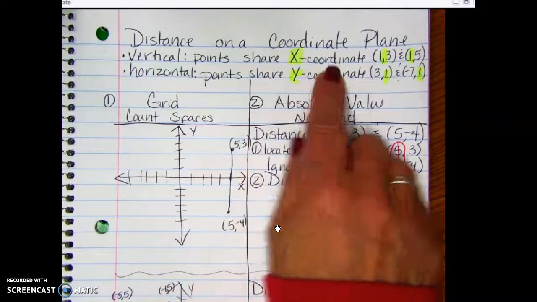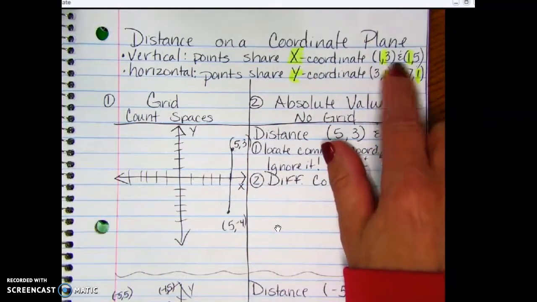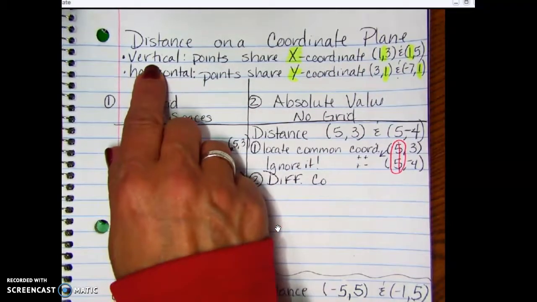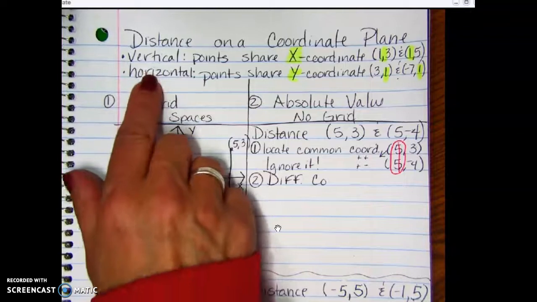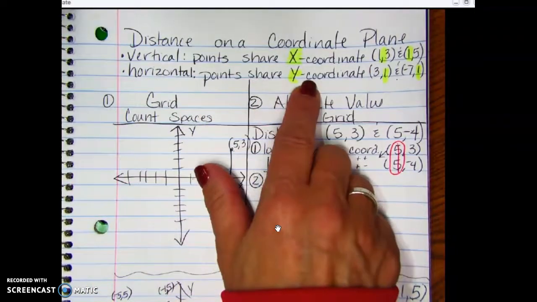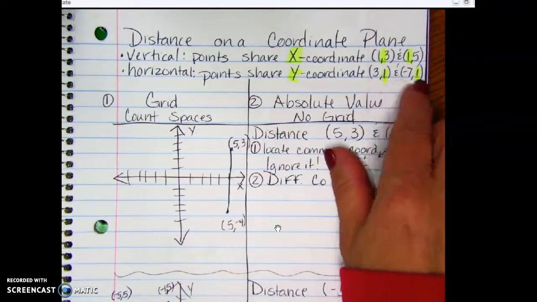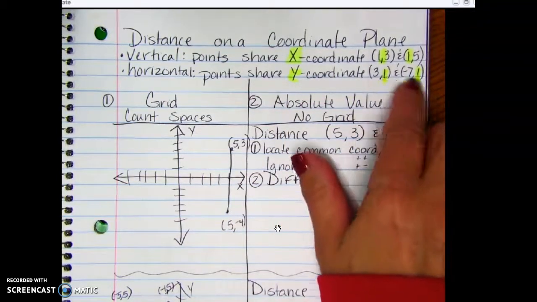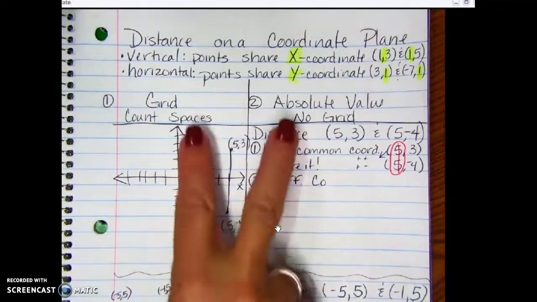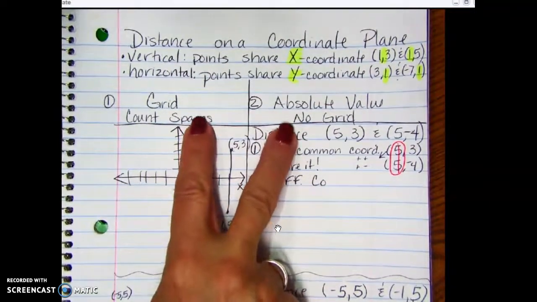So basically, if you see that your x coordinates are the same, you know you have a vertical line. Conversely, with a horizontal line, points share a y-coordinate. So if you have the y-coordinate that is exactly the same, you know you have a horizontal line. So there's two different ways to find distance.